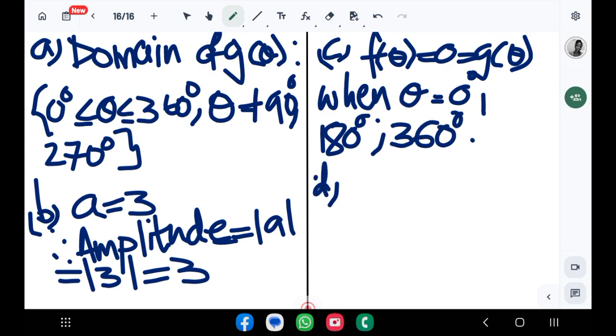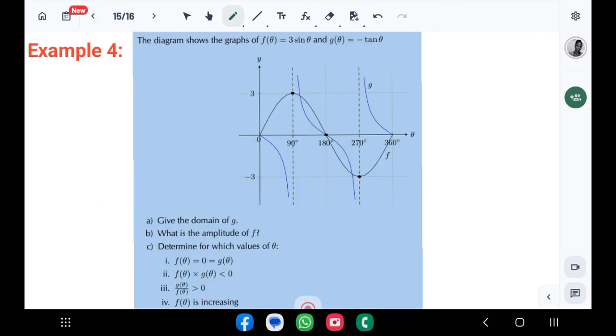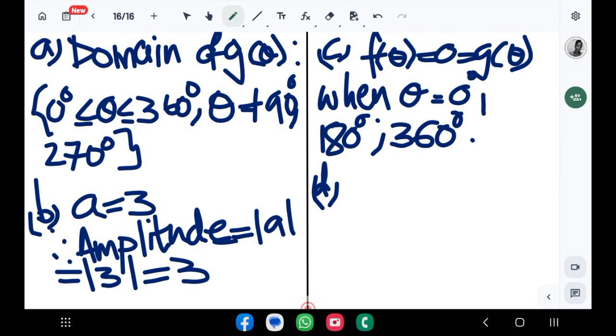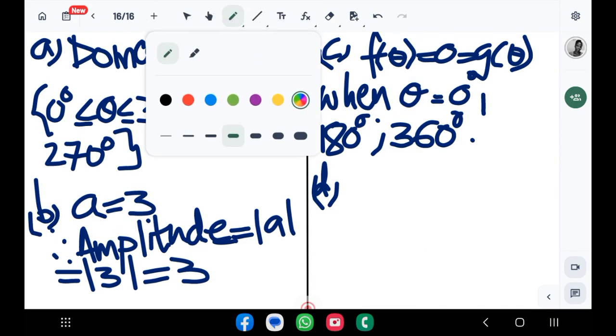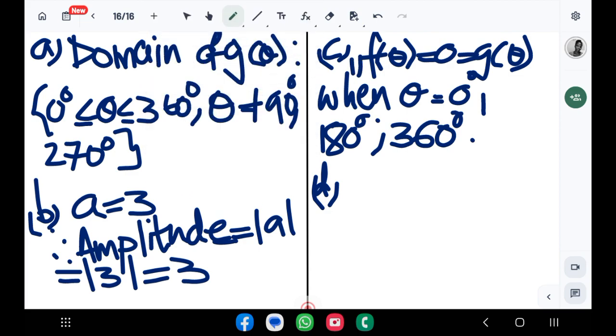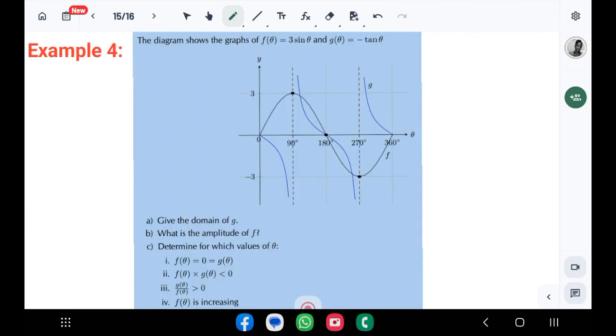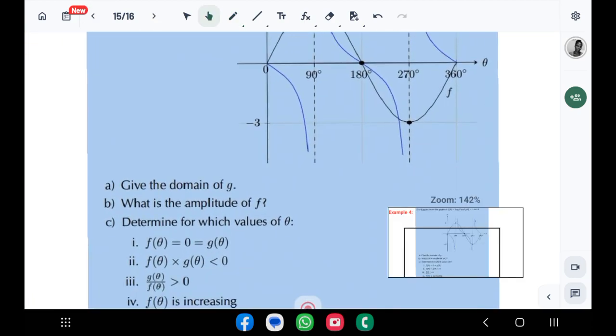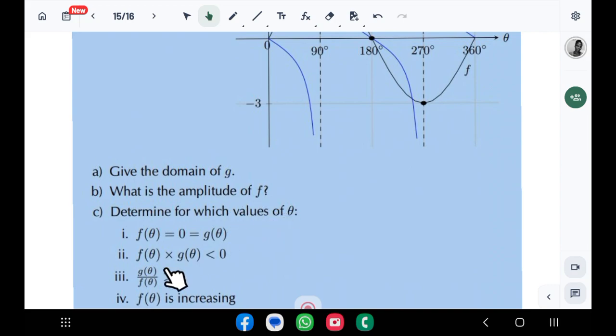All right, number D. Okay, let's see. No, that's C2. That was C1. Okay, this is C2. Let's fix that. C2. All right, and the question says, determine for which values of theta the product of the two graphs is negative.